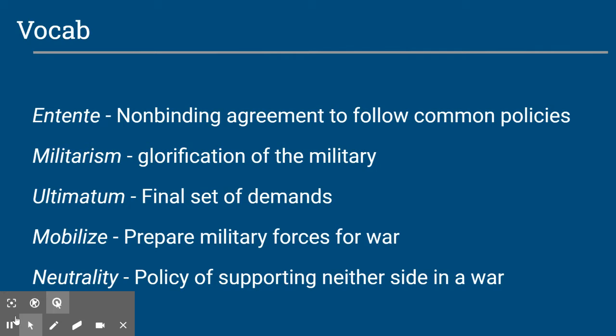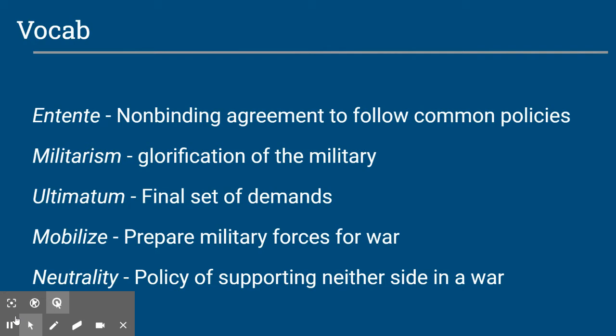Militarism is glorification of the military. That really doesn't do it justice, though. Militarism is where a country puts all its resources, its schools, everything, toward the military. A militaristic country really pushes its military as one of the main reasons that the government exists.